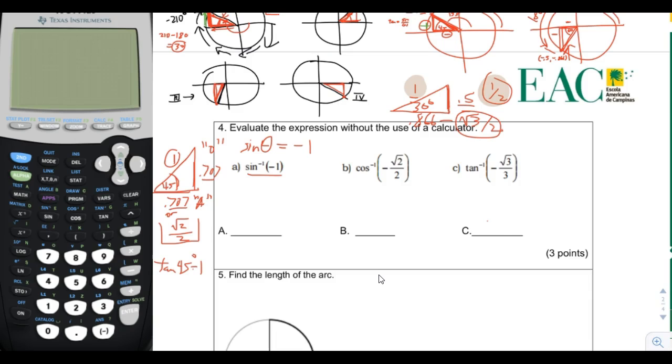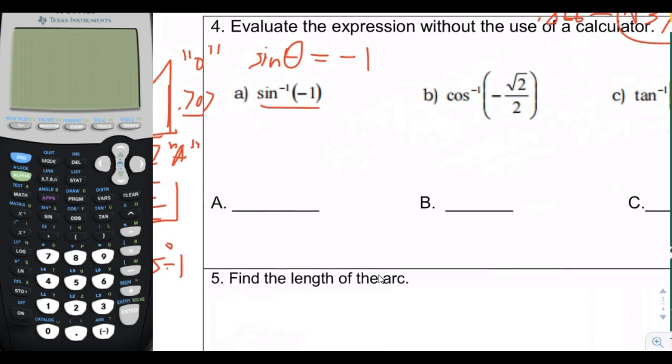Remember from the first page, we know that the sine of theta is equivalent to the y-coordinate of a point on the unit circle. So we're saying that the y-coordinate on the unit circle is -1. What are the points on the unit circle that have a y-coordinate of -1? Well, it turns out there's only one. This point here, whose coordinates are (0, -1), is the only point on the unit circle that has a y-coordinate of -1.